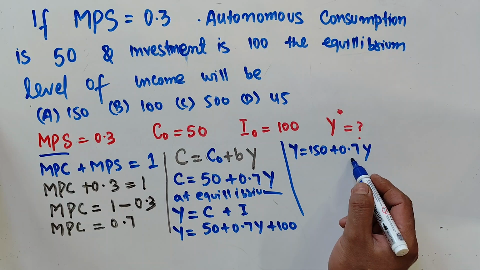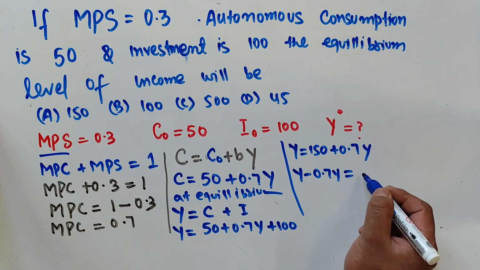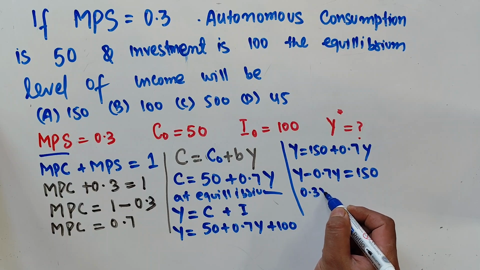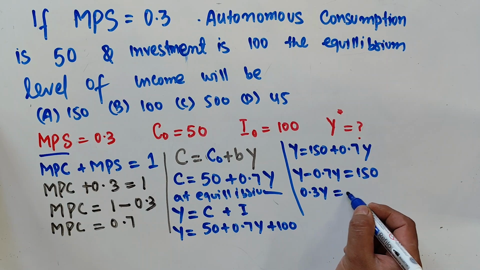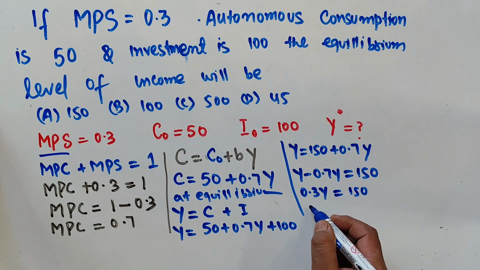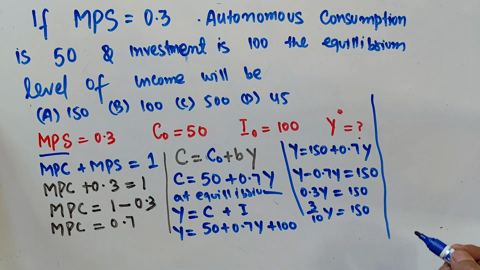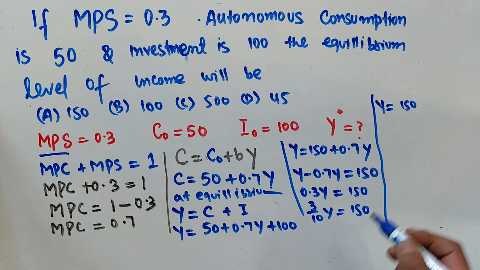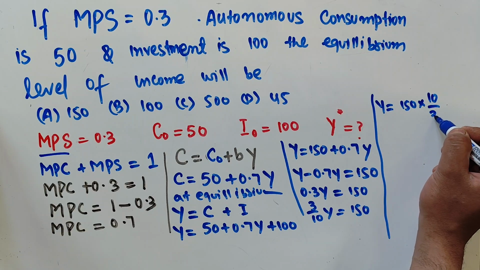Okay, transposing this 0.7Y to the LHS, it will get subtracted, so we will get 150 on the right hand side. When I subtract 0.7Y from Y, I will get 0.3Y is equal to 150. So 0.3 can be written as 3 upon 10, Y is equal to 150. Which implies, Y will be equal to 150. When I transpose 3 upon 10, it will get multiplied but reciprocated, it becomes 10 upon 3.